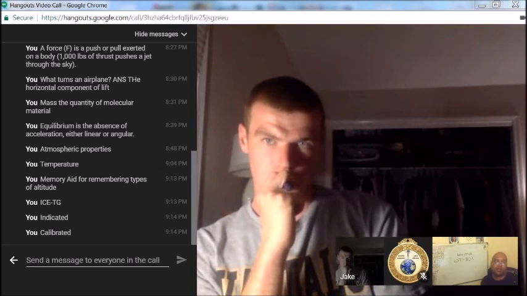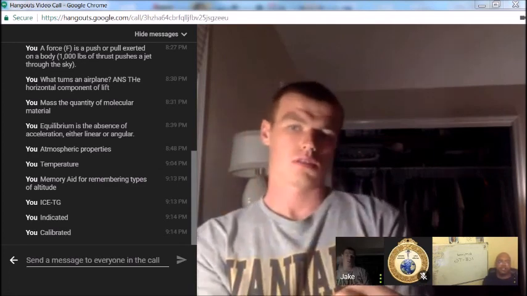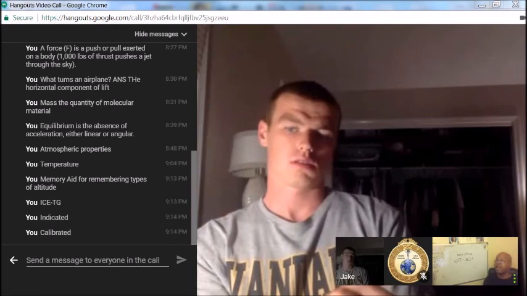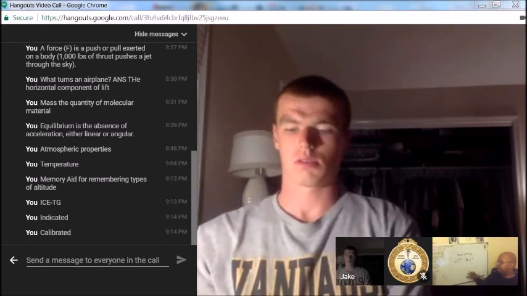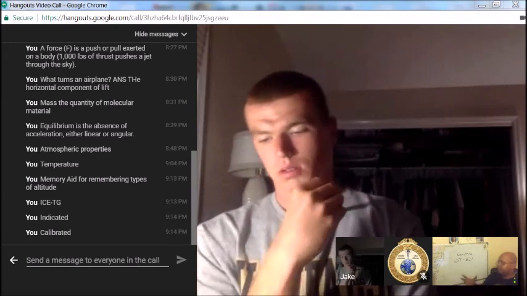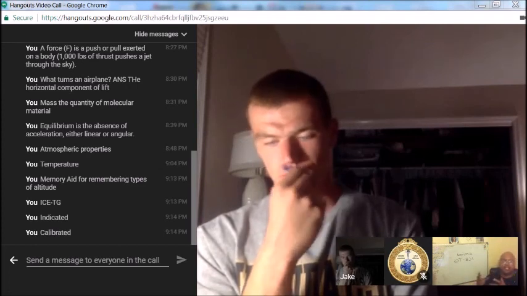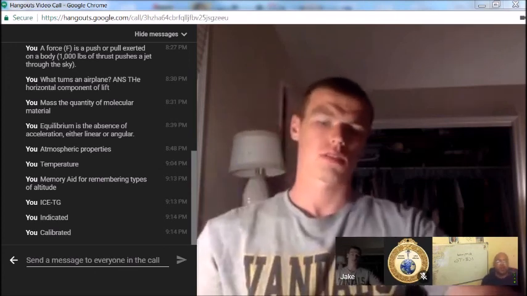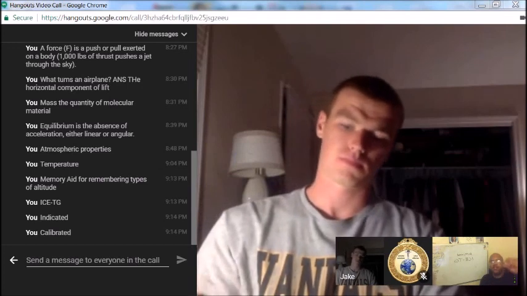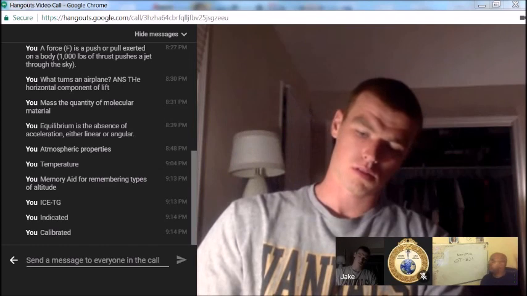True airspeed is the speed of an aircraft relative to the air mass in which it's flying. When we talk about true airspeed, we take temperature into account. It changes the numbers a little to get from indicated to true. Sometimes the airspeed indicator has a temperature scale to adjust it to know what your true airspeed is.